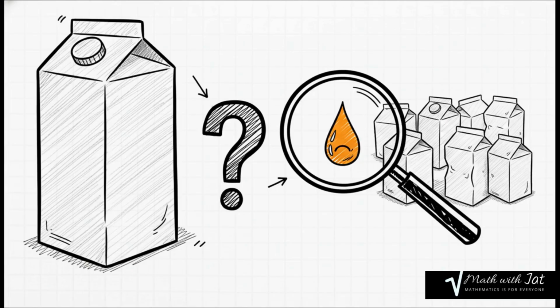So what does the inspector do? They pull a random sample of 16 cartons and find an average of only 59.1 milliliters. The company says 60, the sample says 59.1. Is this just a run of bad luck, or is the company actually lying? We're going to test this at a 5% level of significance.